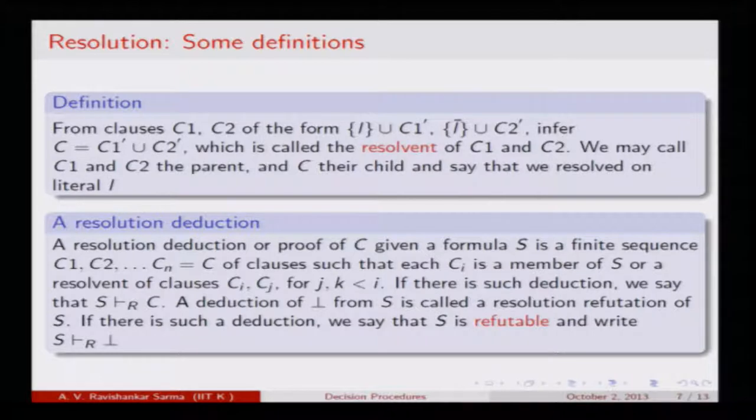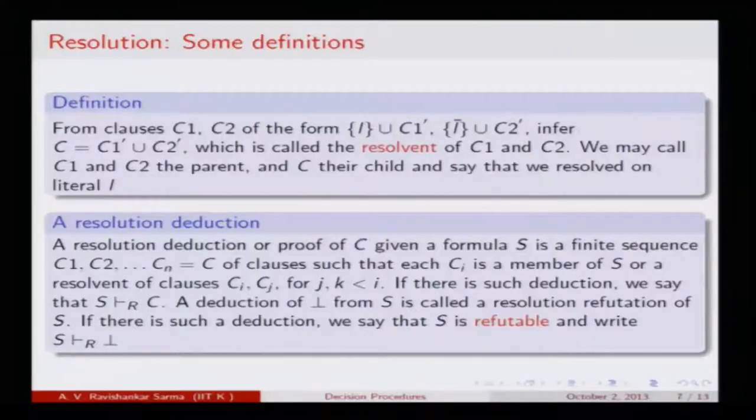Whatever you get as an outcome of this C1 and C2 is the resolvent, that is C, the child, and we say that we resolve the literal L. In a way this literal gets annihilated, because L and not L leads to F, so that goes away. So we resolved on that particular literal L. This is what we mean by resolvent.